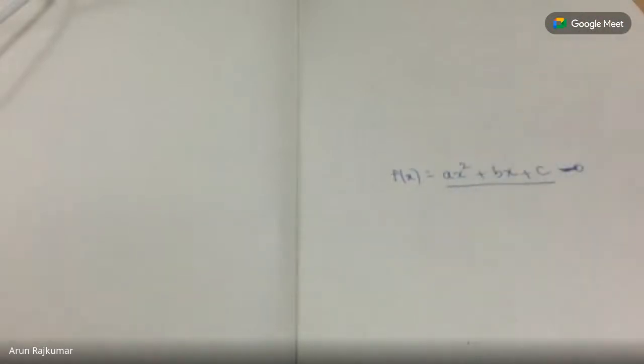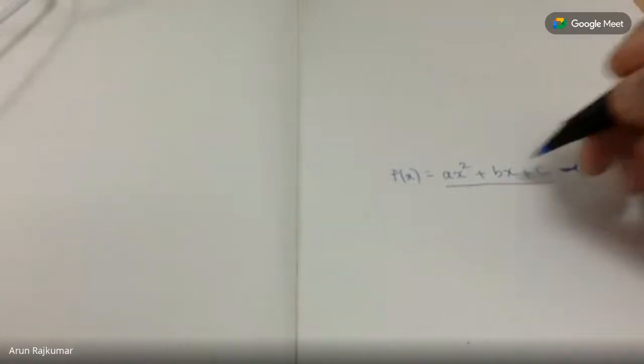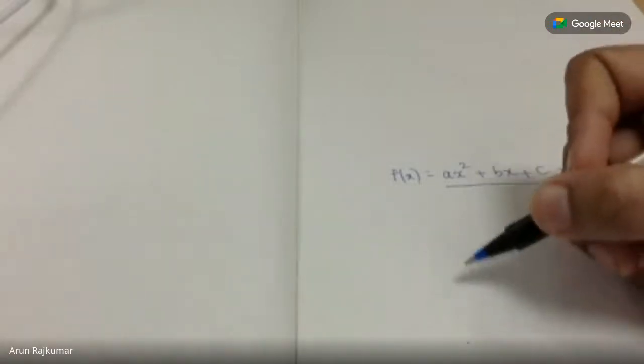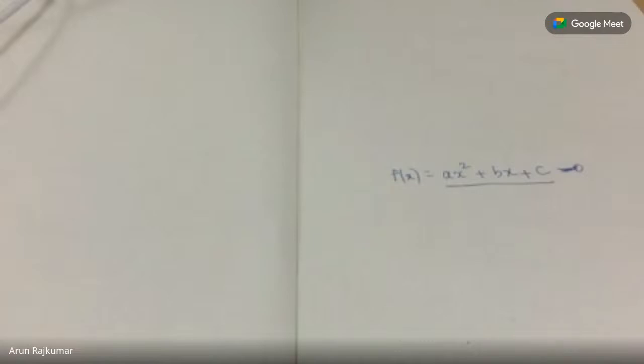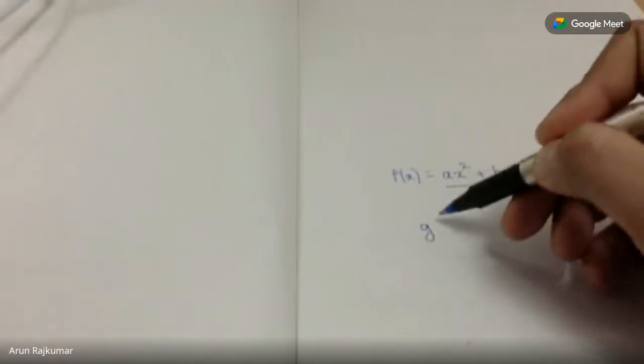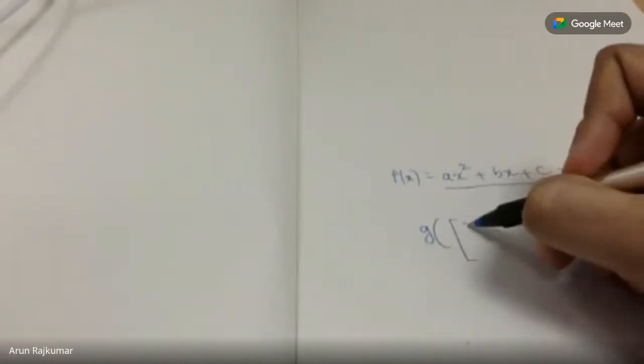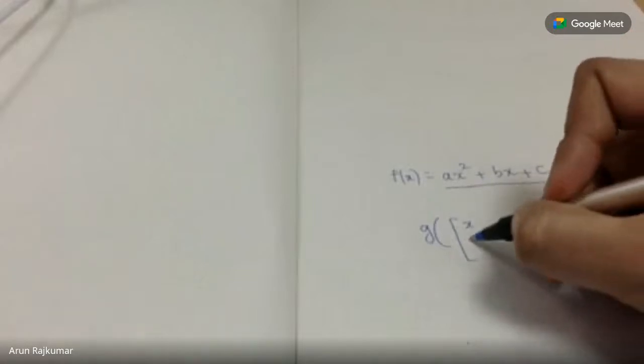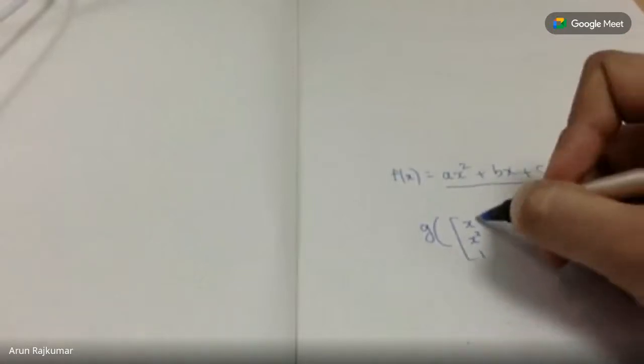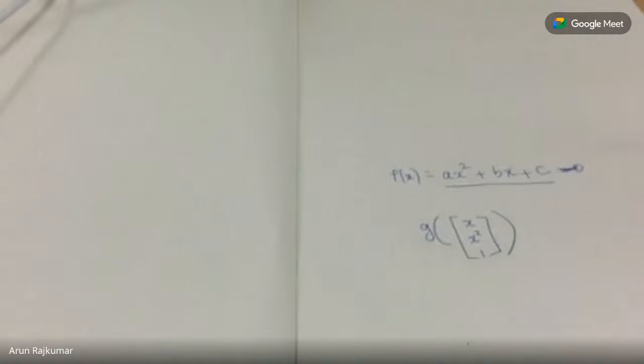So if I have ax square plus bx plus c, this is not a linear function of x, right? If I think of this as a function of x, it's not a linear function. But if I have a function g, which has as input not just x, which is a single number, but x, x square and 1, which is a three-dimensional input, then this function is just taking the vector, in this case b.